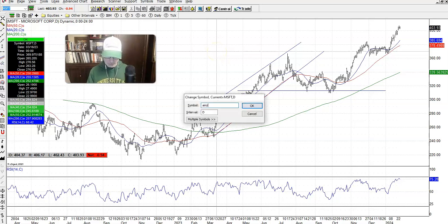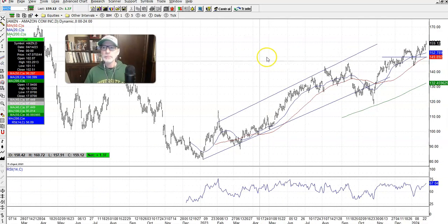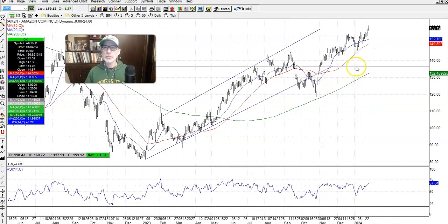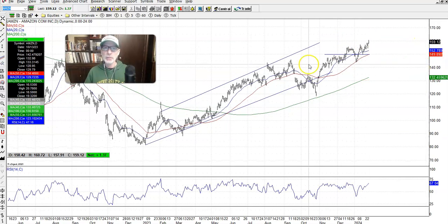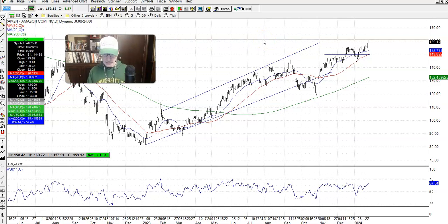Let's look at Amazon. Amazon also looking pretty good. We had this area right here that it was hovering around, and then it's just going higher. So even Amazon's looking good. Amazon may have earnings coming out this week also. So these big tech stocks.